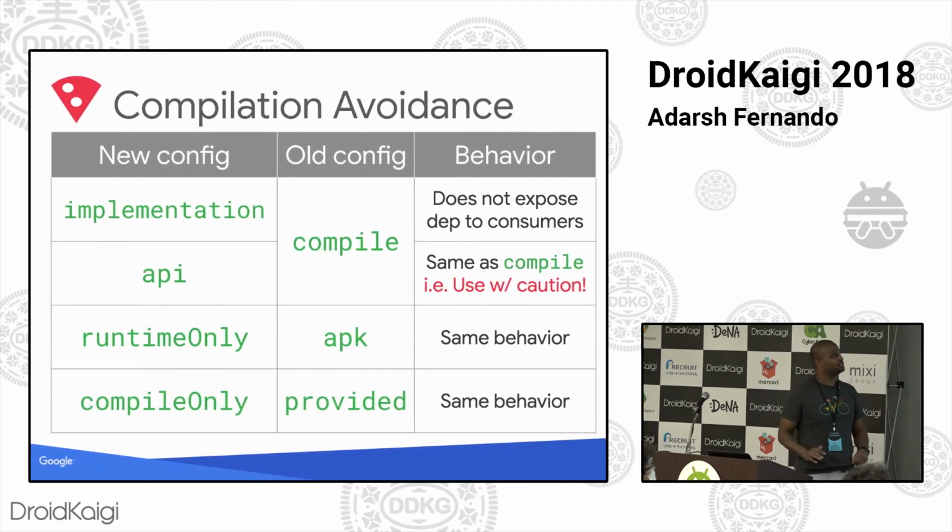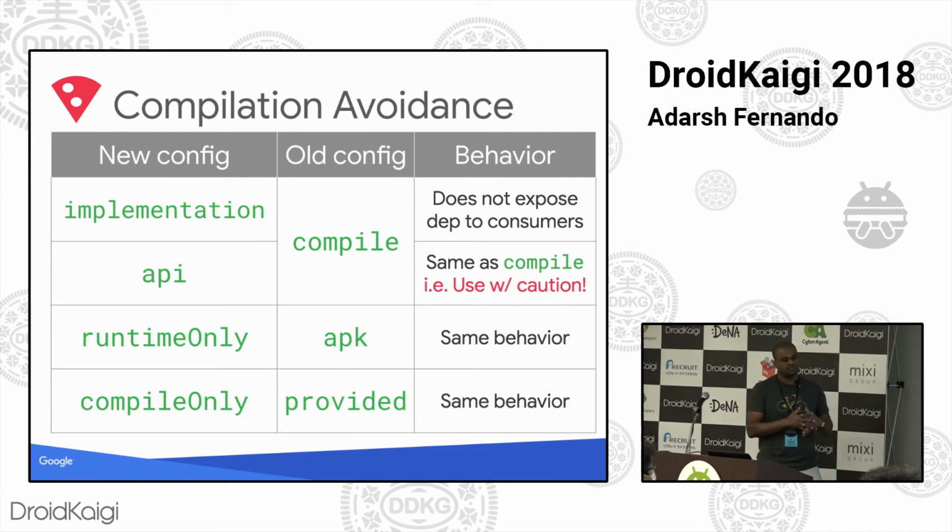So what Gradle did was they introduced two new configurations, essentially. One called implementation, and the other is API. Implementation tells Gradle that for this dependency, I only expect the direct consumers to have access to that API, and no upstream consumers, right? And then there's still another configuration, API, which for all intents and purposes works exactly like compile. So use with extreme caution, right?